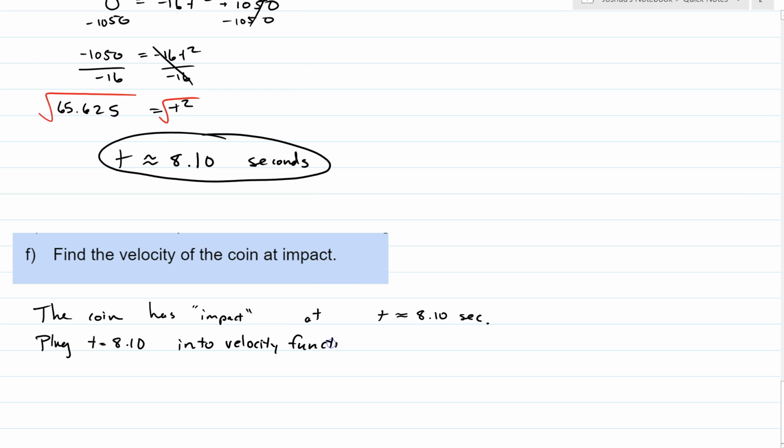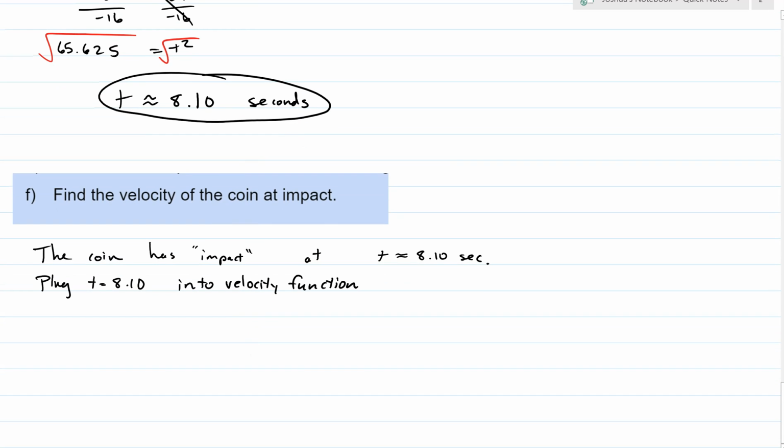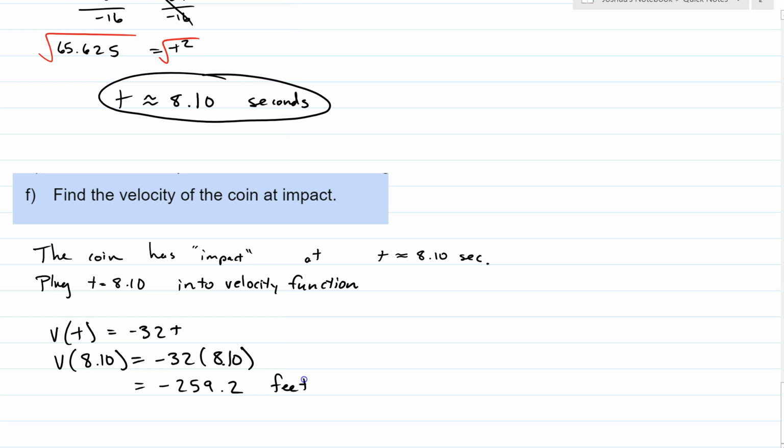If you want to find the velocity at any given time, you just plug the time into the velocity function. So plug t equals 8.10 into that handy dandy velocity function. Alright, so we do v of 8.10, and that's equal to negative 32 times 8.10. And let's bust out the calculator. And remember, our units we solved in part B were feet per second. So that is the velocity of the penny when it hits the ground.